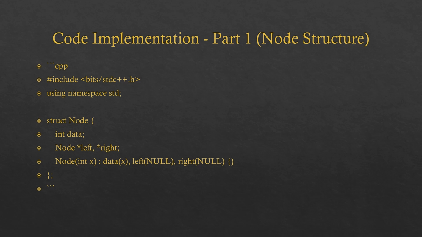Here is the code for the node structure. The node class represents each node in the binary tree, which holds the node's value and pointers to the left and right children.